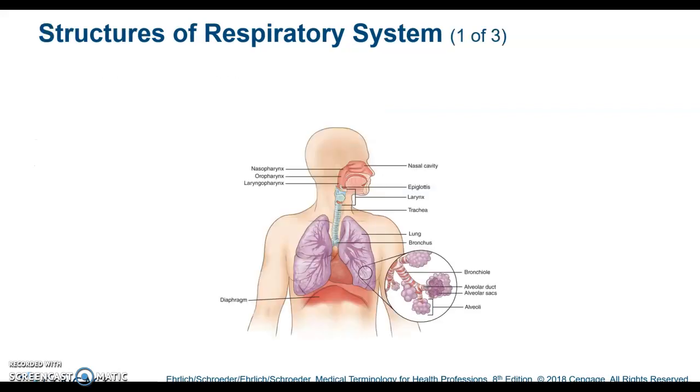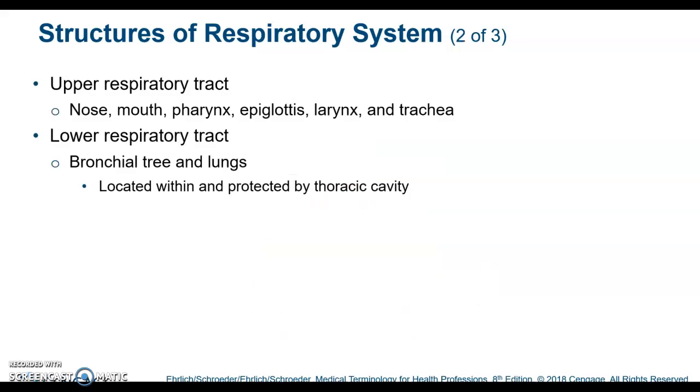All right, so you also want to be familiar with the structures of the respiratory system. They're here on this diagram, and the rest of the chapter does a good job of outlining each of them. Some of the components are associated with the upper respiratory tract, so that's going to be your nose, your mouth, your pharynx, epiglottis, larynx, and trachea, and then the lower respiratory tract, which is the bronchial tree and your lungs. And they're in the thoracic cavity of your chest. So all of these things you want to focus on.